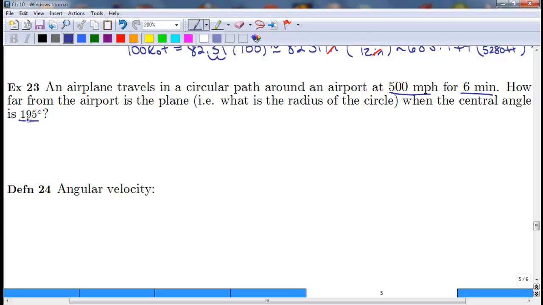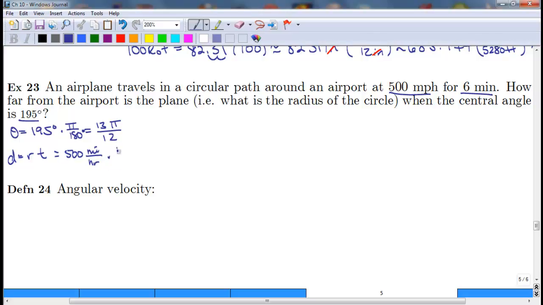So first things first, the easy one, let's convert the 195 degrees to radians. So we multiply by pi over 180, which would be 13 pi over 12. It's a little bit easier to deal with than the decimal approximation that goes with it. The other thing we need to do is actually figure out the distance. So we said distance equals rate times time. In this case, we've got a rate of 500 miles per hour. And we've got a time of 6 minutes. So we need to convert this to hours.